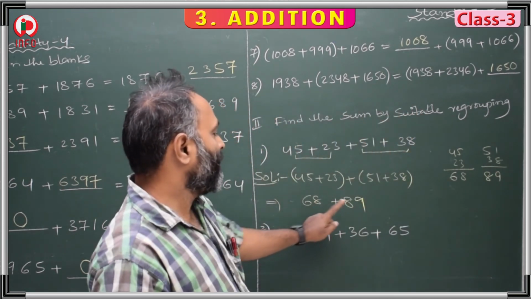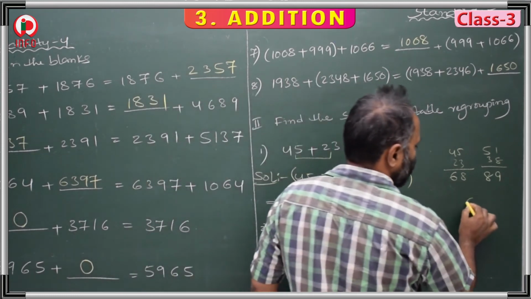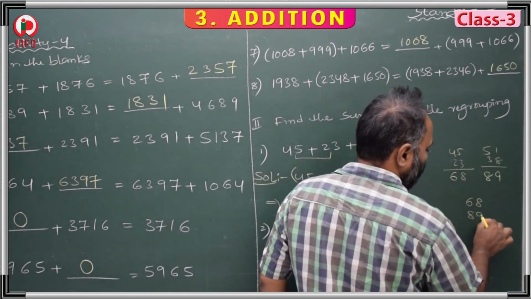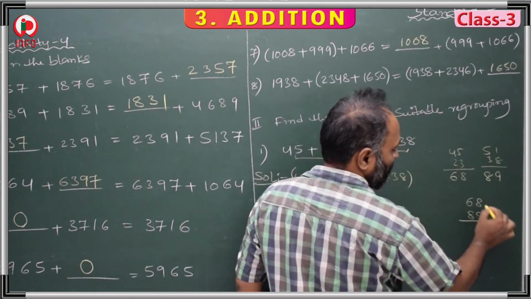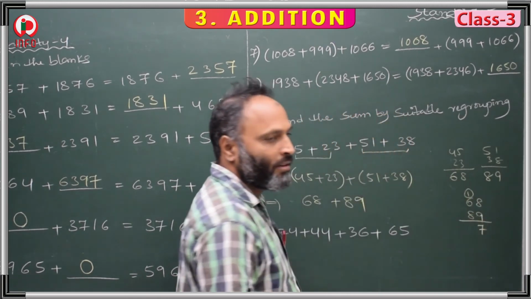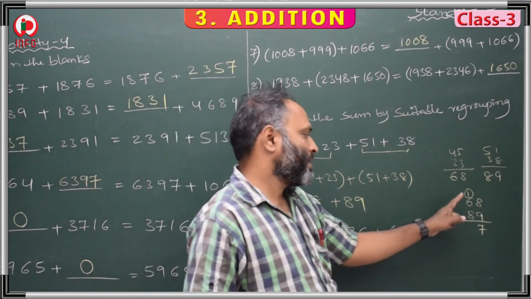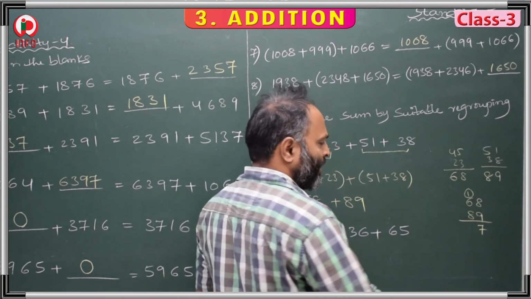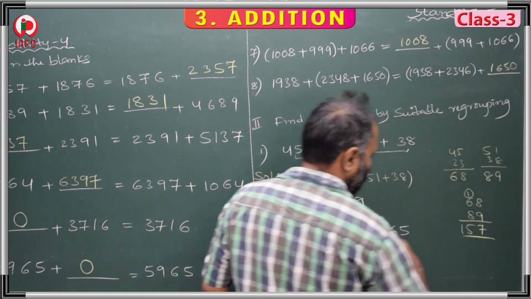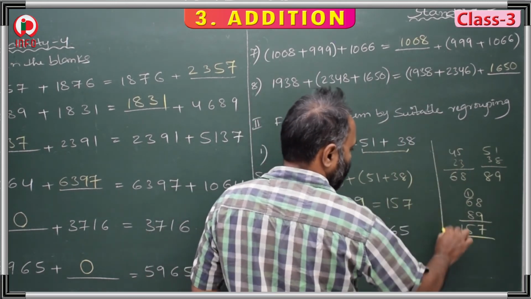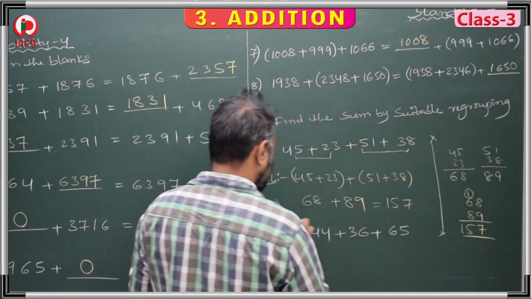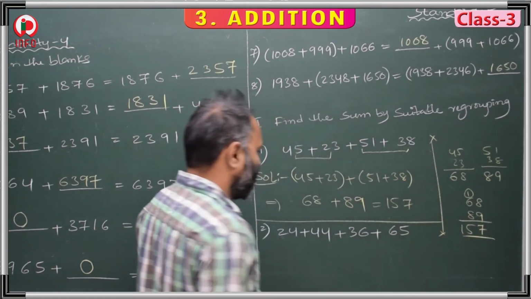And after that we have to add these two. 68, 89. 17: take 7 here and 1 here. 6 plus 1, 7. 7 plus 8, 15. The total answer is 157. In this way we have to make regroups and do it.